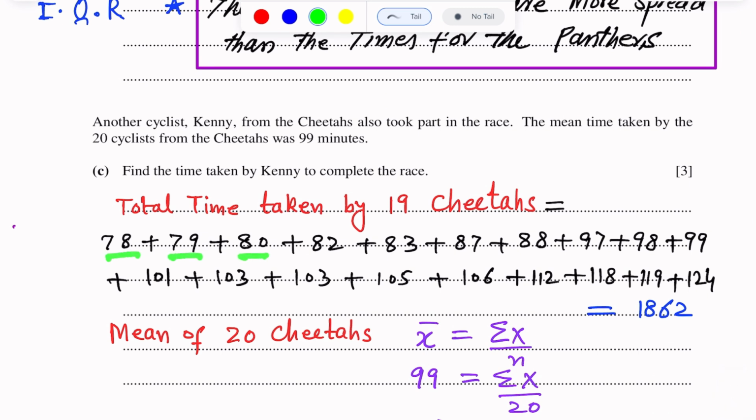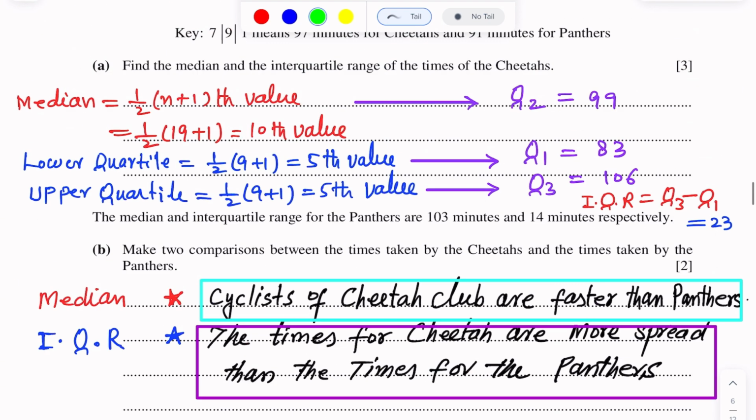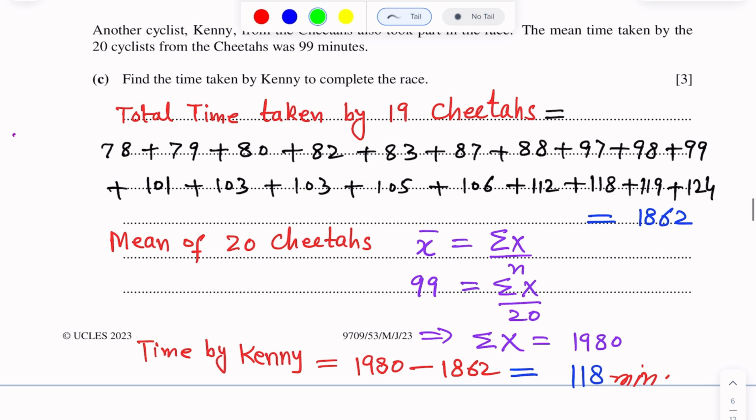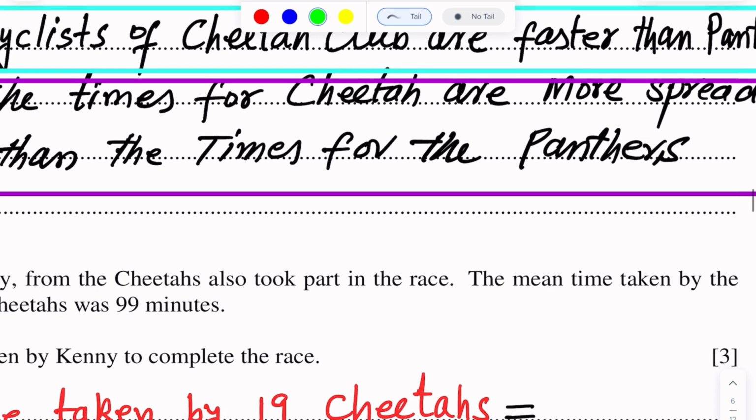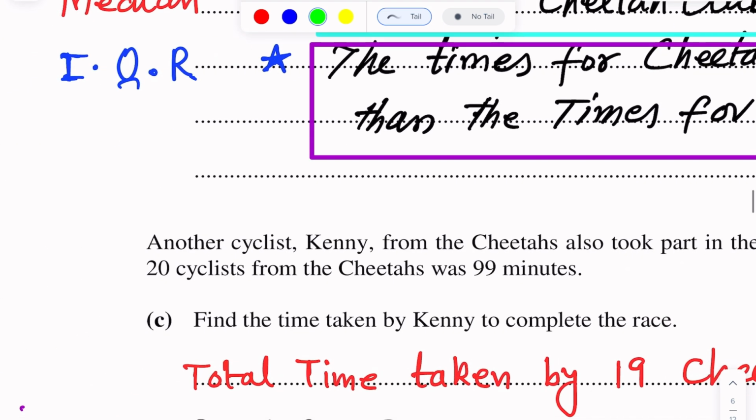We will find the sum of all the values: 78, 79 plus 80, 82 plus 83 plus 87 plus 88 plus 97 and so on. We will find the total sum of time for cheetahs. So these are 19 values. The sum of this is 1862 minutes. But now the mean of 20 cheetahs is given in the question: the mean time taken by 20 cyclists from the Cheetahs was 99 minutes.